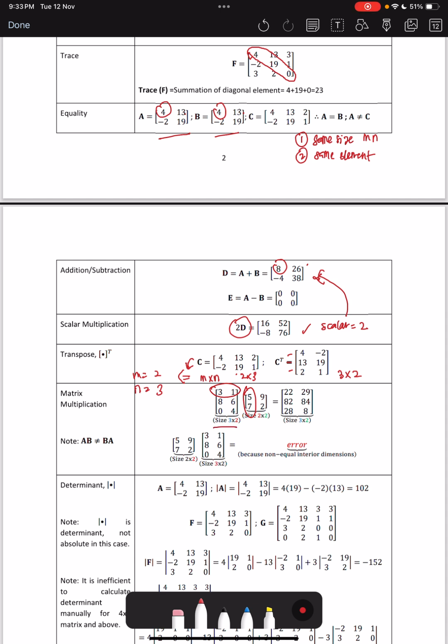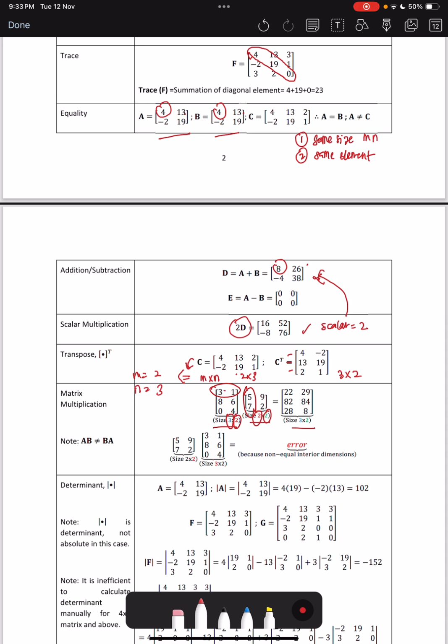So this is 3 times 2 and 2 times 2. If n of the first matrix and m of the second matrix have the same common number, then you can multiply them. The answer will have m of the first matrix and n of the second matrix, which is 3 times 2 in this case.